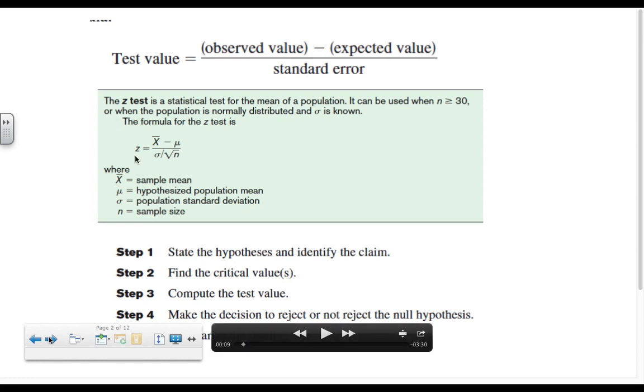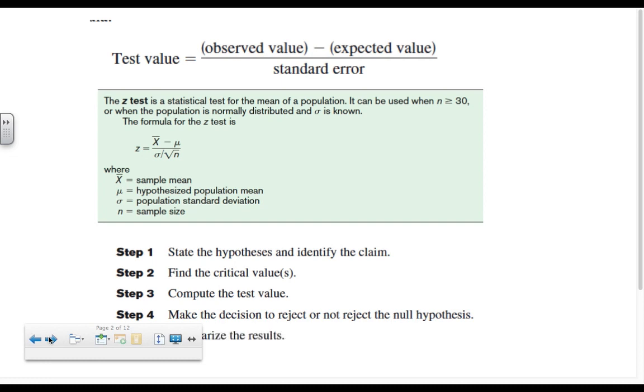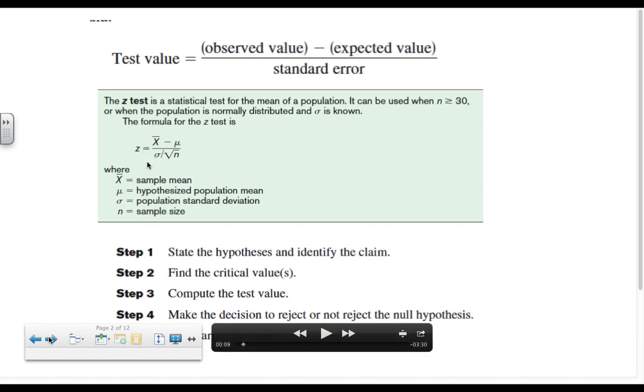So we need to come up with a z-value. You'll have two different z-values. You have the z-value that you find from the chart and the z-value that you calculate from your data. They are two different things. This z-value is your test value. So we're going to call this z-test.